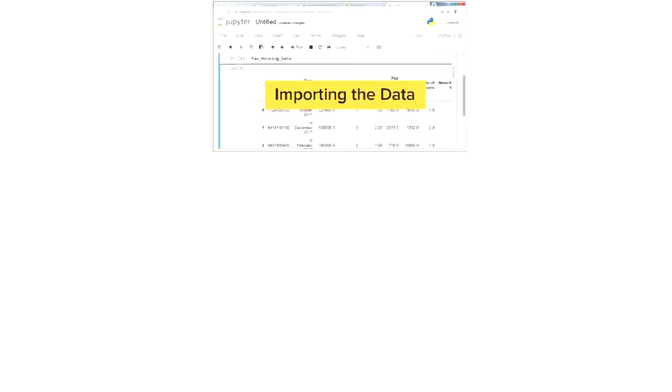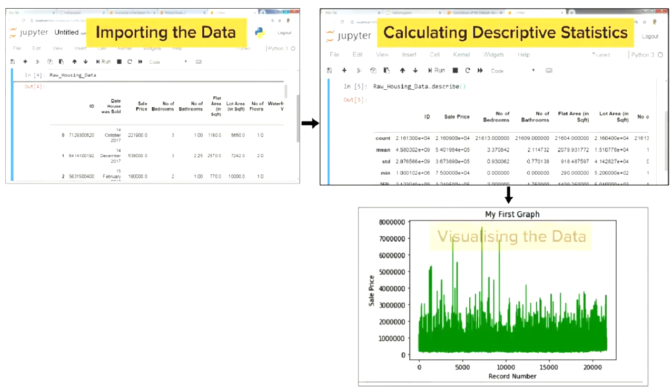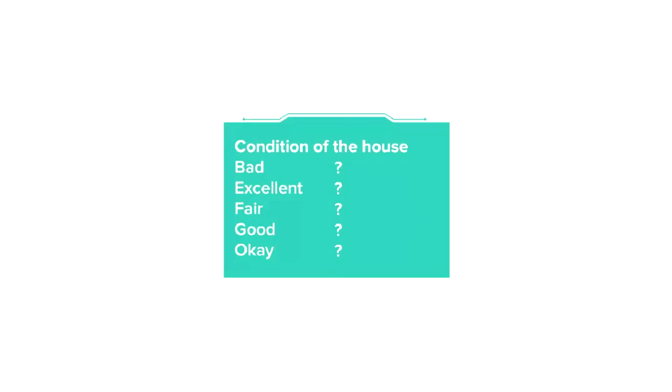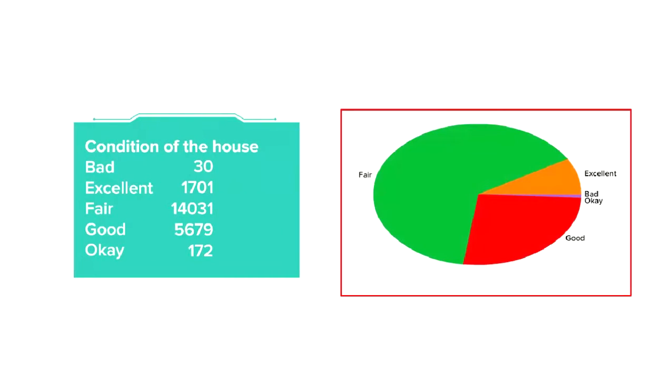After browsing the data and calculating the descriptive statistics, the next step in the process is to visualize the data using graphs. We use graphs because they help us discover the patterns and certain information in data faster. For example, if we wish to know what percentage of houses are in what condition in our data, one way is to count the number of records for each condition type, and the other is to plot a pie chart. The second is better and easier to understand.